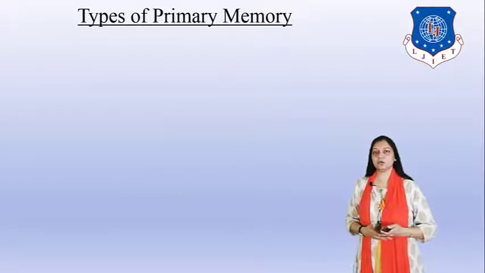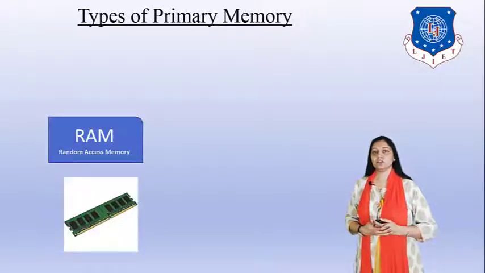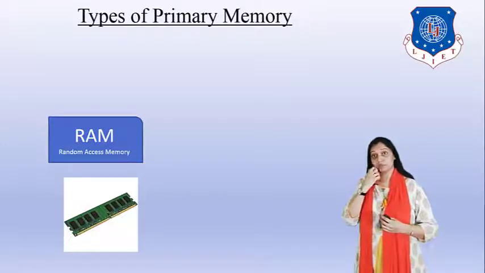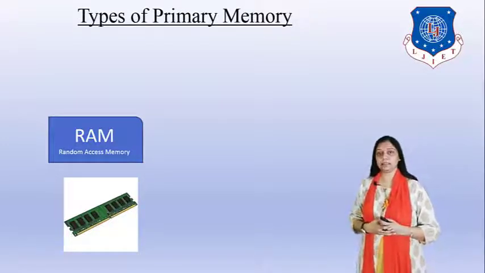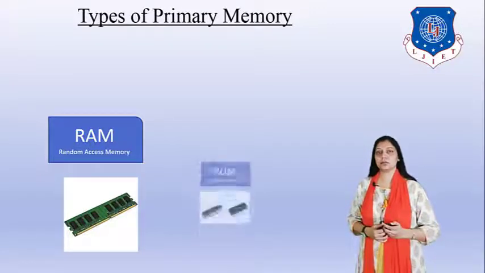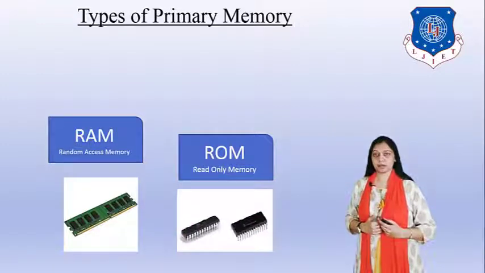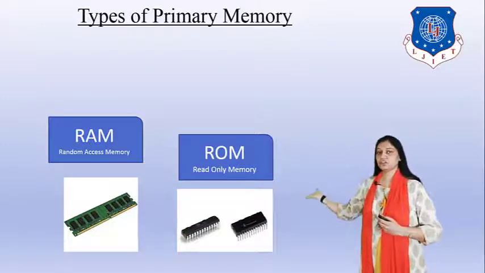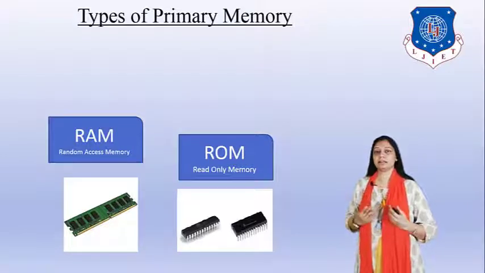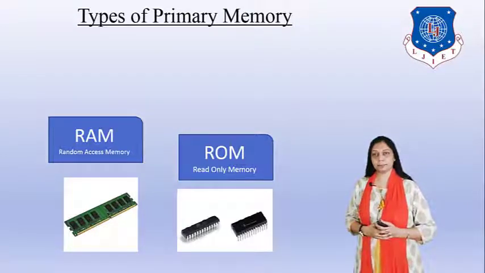So let's see the details of primary memory. What are the different types of primary memory available in the market? There are two basically important primary memories. One is RAM, another is ROM. RAM is random access memory. You can see through the picture how your RAM looks. And we have read-only memory, which is also shown in the picture.